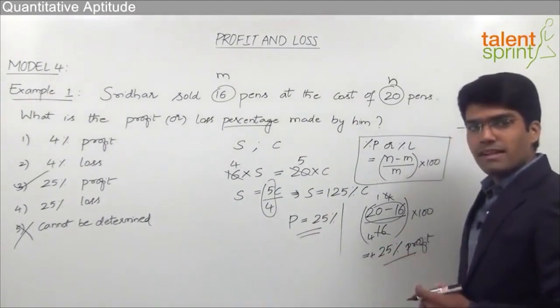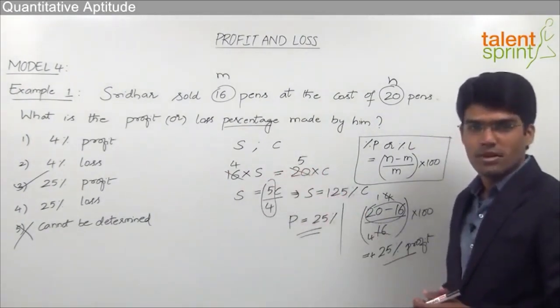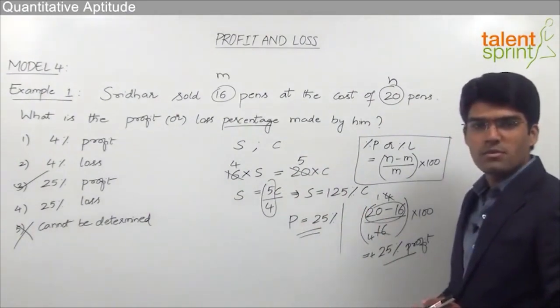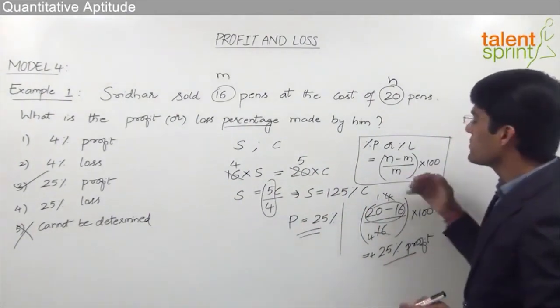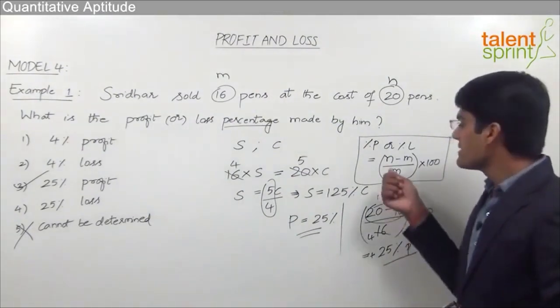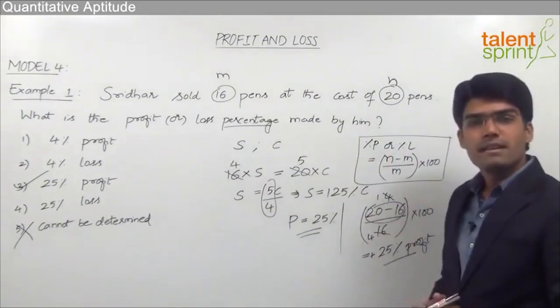So from this it is very clear that you can solve the question either with the help of a relationship between selling price and cost price and then finding out the required answer in terms of percentage profit or percentage loss. Otherwise, use the formula, that is (N minus M) by M into 100, where N is the quantity associated with cost and M is the quantity associated with the selling price.